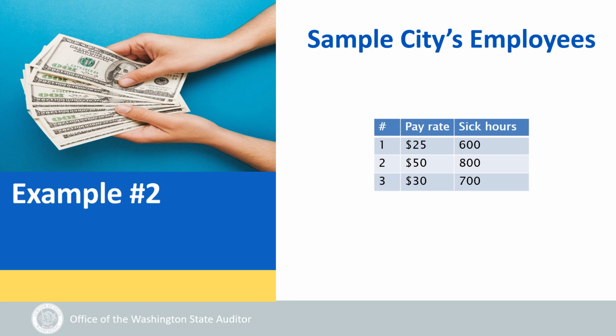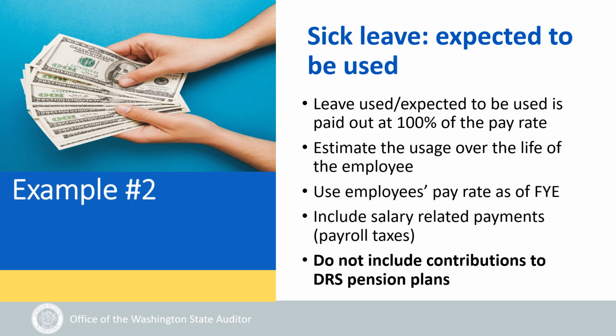We have 3 employees. First one has a pay rate of $25 with 600 hours. Second has a pay rate of $50 with 800 hours, and third has a pay rate of $30 with 700 hours. Again, we split sick leave into used and expected to be used and cashed out hours since those calculations are different. We start with hours expected to be used.